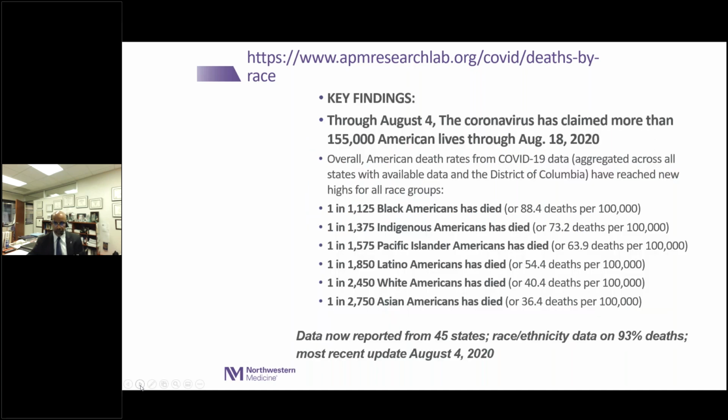These data demonstrate that through August 18th, 1 in 1,125 Black Americans has died, 1 in 1,375 Indigenous Americans has died, 1 in 1,575 Pacific Islanders have died, 1 in 1,850 Latino Americans, 1 in 2,450 White Americans, and 1 in 2,750 Asian Americans. This is an extraordinary burden, particularly for persons of color. These data continue to reflect information collected from 45 of 50 states with race and ethnicity data seemingly accurate on 93% of the deaths. If we can go forward.